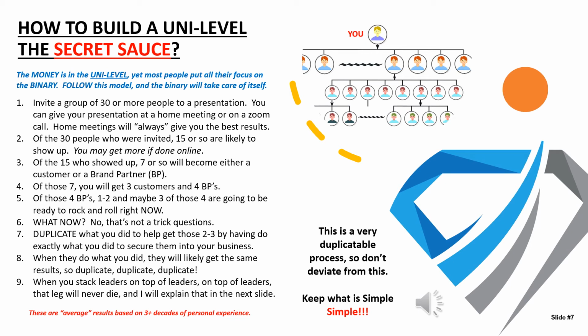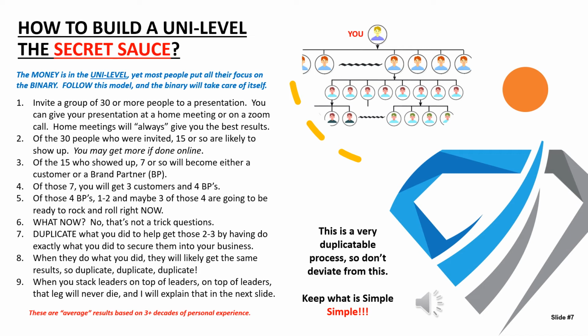So you just did your presentation, you have your numbers, and you're probably thinking, now what? Okay, this is where it gets really simple, but some people make it complicated. All you've got to do is have them do what you just did to help get them on your team. So you need to duplicate this process. If you ended up with 1, 2, 3, or 4 or more new brand partners, you want to get them started on this process as soon as possible.